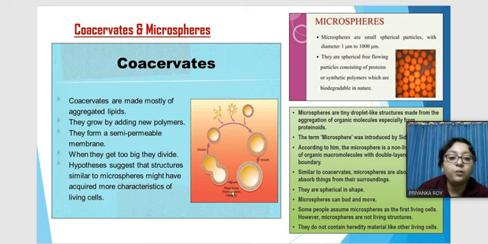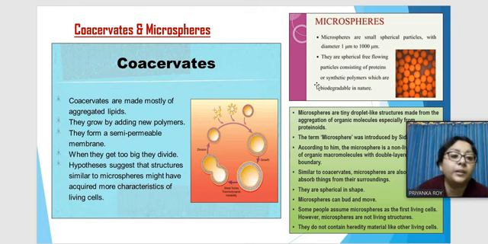So they are mostly made of aggregated lipids, and they can bud off from each other, and they form a semi-permeable membrane. When they get too big, they divide. So they are similar to microspheres. Now, what are microspheres? Microspheres are small spherical particles, tiny droplet-like structures made of organic protein molecules.